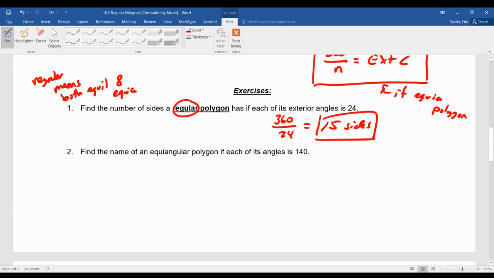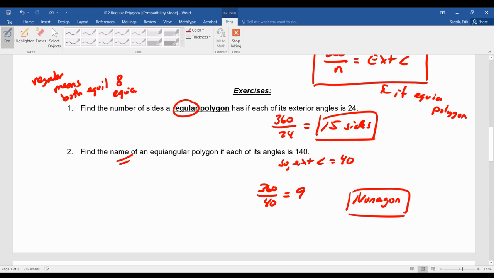Find the name of the equiangular polygon if each of its angles is 140. Remember, it just says angle, so that implies interior. So if the interior is 140, the exterior angle is always supplementary to it, so that must be 40. 360 over 40 equals 9. Now remember, this asks for the name. So your final answer here would be a nonagon because it's got 9 sides. All right.